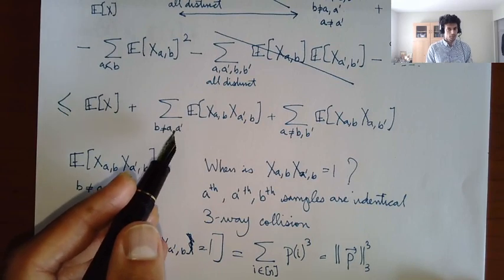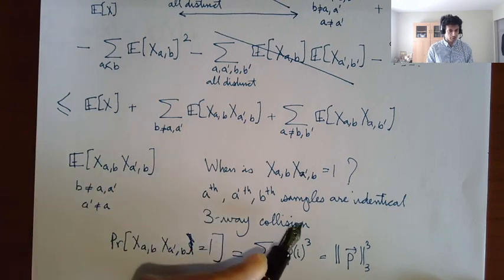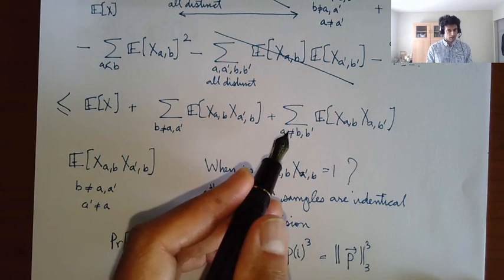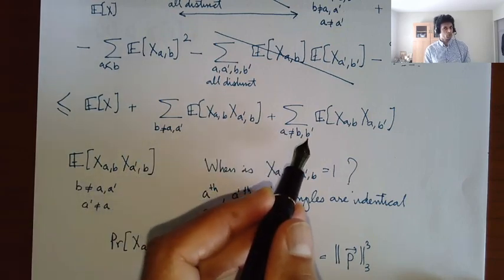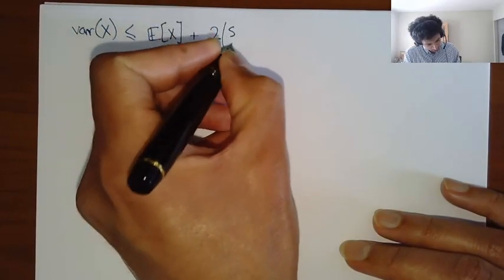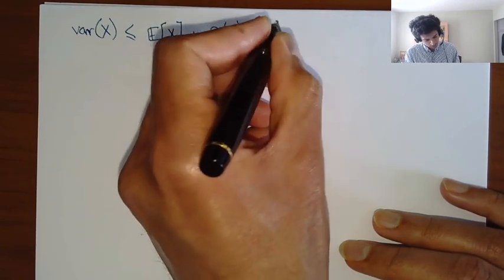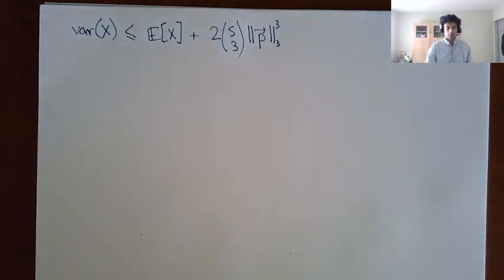How many terms are there? S choose 3, right? Because you're looking at 3 different samples. And you'll get twice that: S choose 3 over here and S choose 3 over there. So this is going to be 2 times S choose 3 times the 3 norm cubed. Okay?